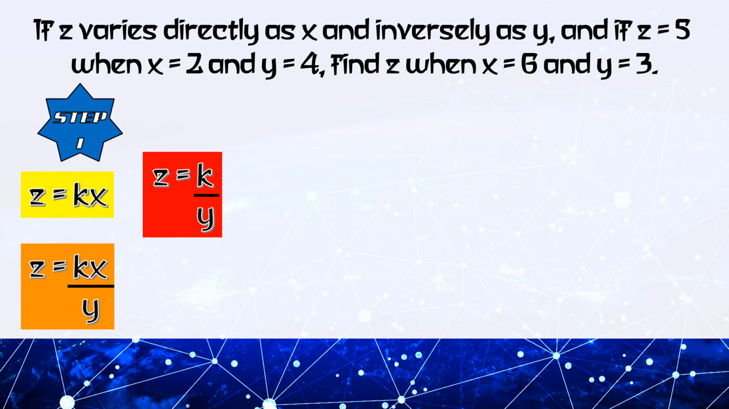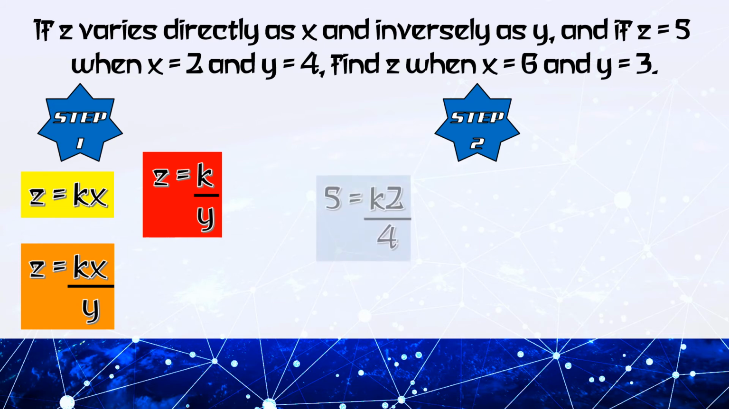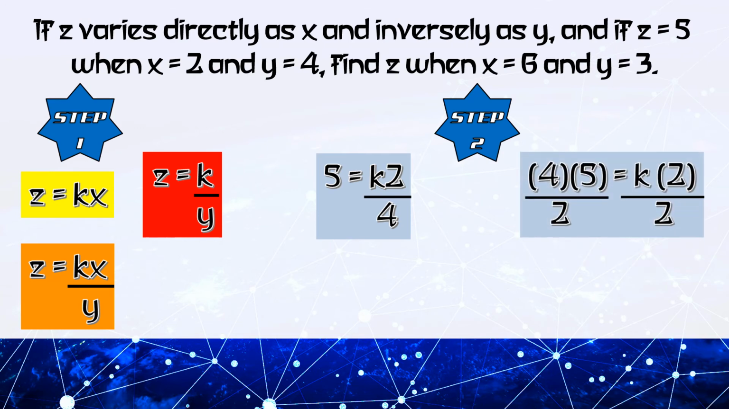Okay, we will use that equation in step 2. Let us substitute the first values to the combined equation. Z equals 5, X equals 2, and Y equals 4. So we have 5 equals K times 2 over 4. Multiplying 4 to 5, we have 4 times 5 equals K times 2.